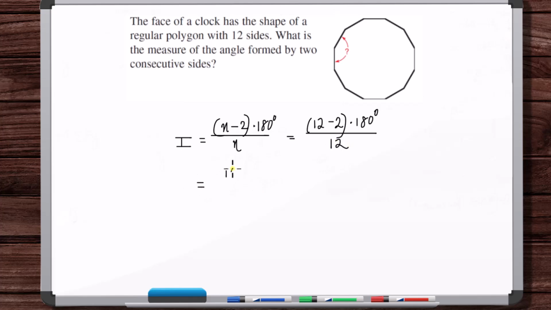So we have 10 twelfths times 180, so 10 divided by 2. Okay, 30 times 6 is 180, and then 30 times 5 is 150. So this is 150 degrees.